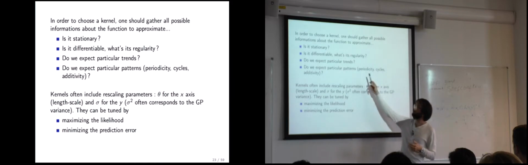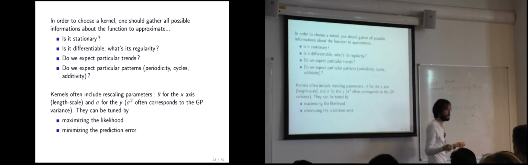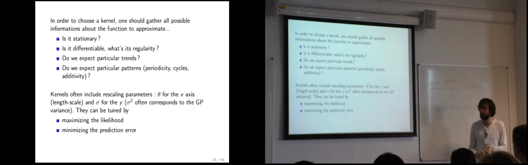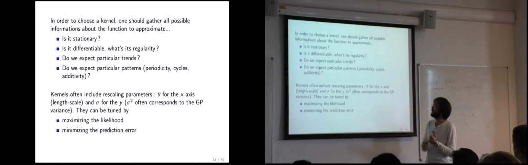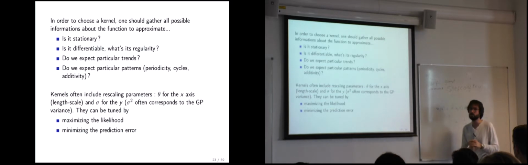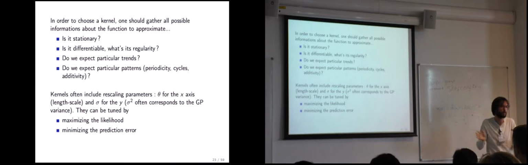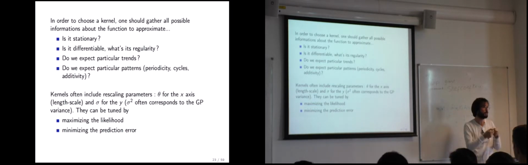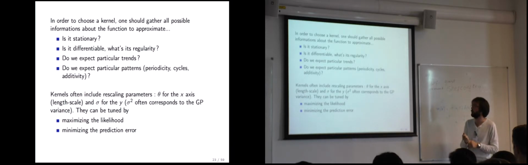Do we expect particular trends in our signal? We usually take zero mean GPs, but if we know there's a trend that should have this shape, then of course we want to put that into the model. And do we expect particular patterns such as periodicity, cycles, or the function to have some properties like being additive? By answering these questions, that will narrow the set of kernels that make sense for the problem.